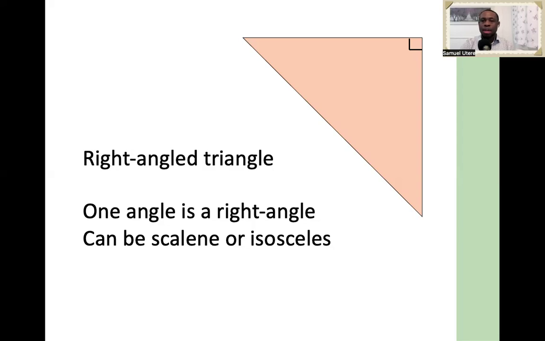So we could have a right angle triangle, which is the one you see most of the time, where all the sides are not equal. They all have different lengths, but you could also have an isosceles right angle triangle where the base angles are equal and these sides would be equal. So we would call this, for example, an isosceles right angle triangle.